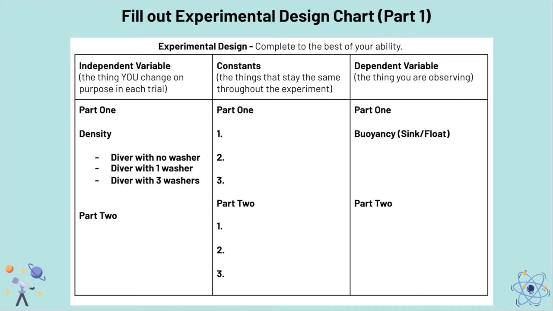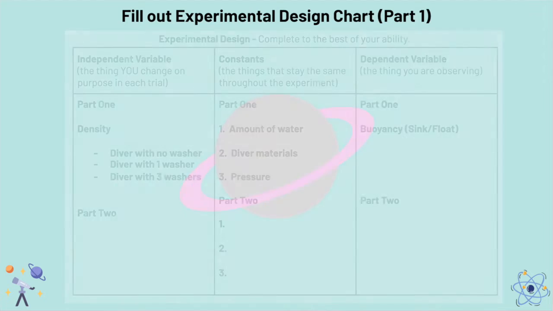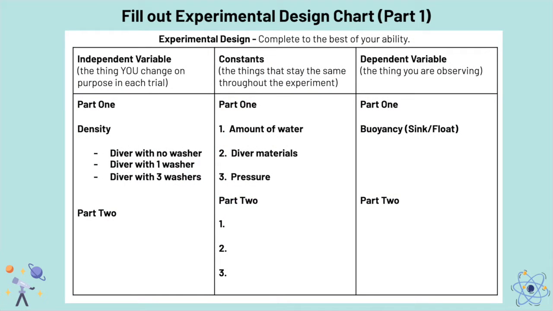Lastly, let's consider constants. Constants stay the same or stay constant throughout the entire experiment. We keep these things the same so they don't mess up our experiment's results, and we can truly make sure that the independent variable is making the changes in the experiment. By keeping some things constant, we are preventing any outside interference in the experiment's results. Some examples of constants in part 1 of this experiment are the amount of water, the materials used to make the diver, and the pressure.